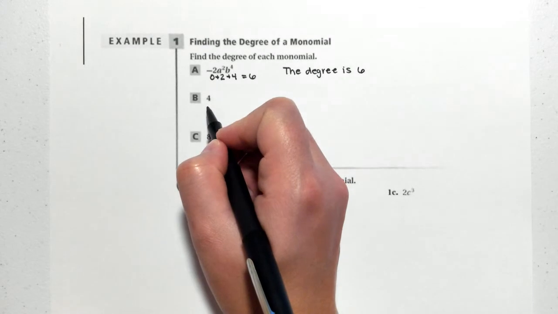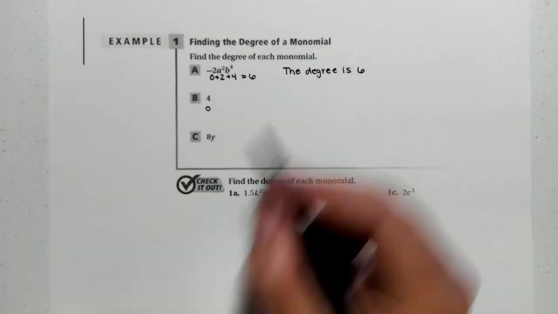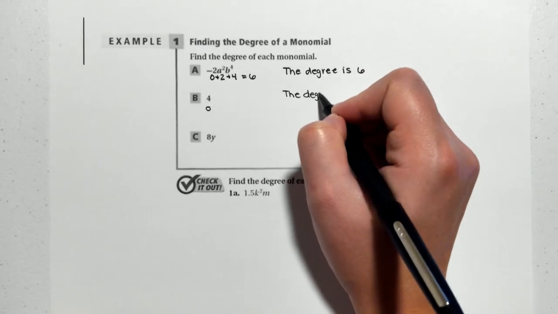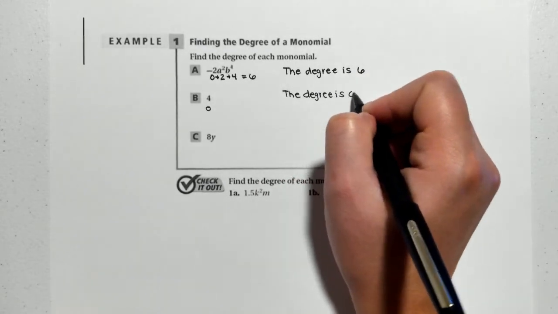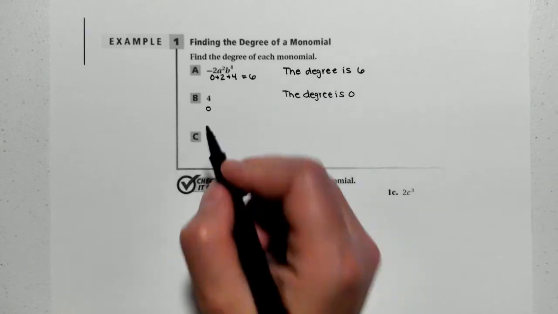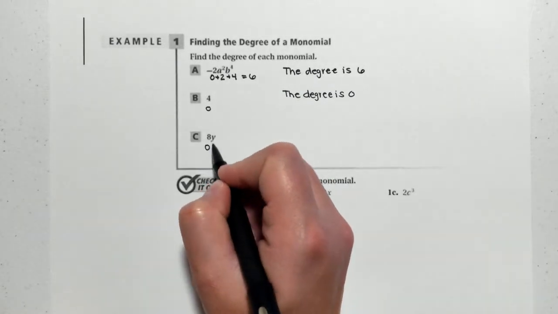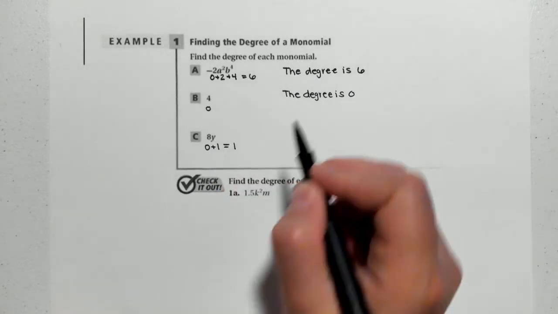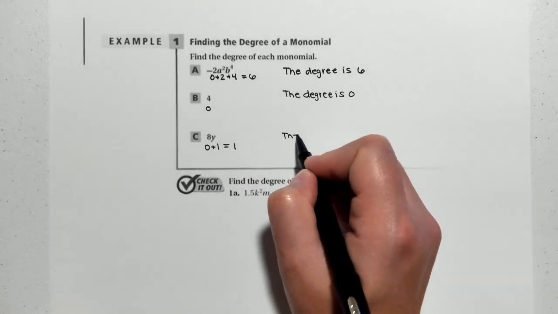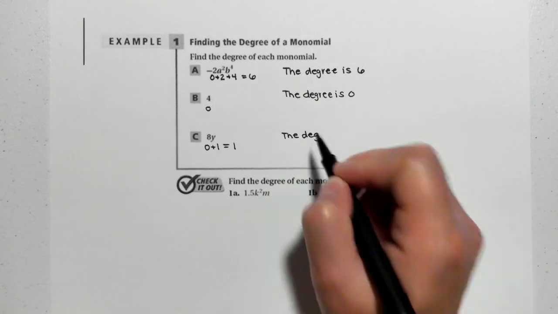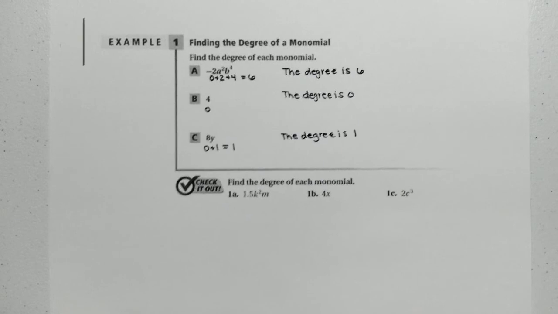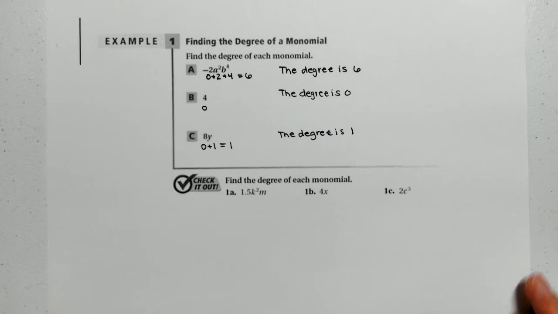4 is a constant, so that means it has a degree of 0. So the degree of the monomial is 0. 8y, 8 is a constant, so the degree is 0. Y, the degree is 1. 0 plus 1 gives me 1. So the degree for the monomial 8y is 1. There are 3 examples at the bottom, so go ahead, take a moment, pause the video, and try this one on your own.